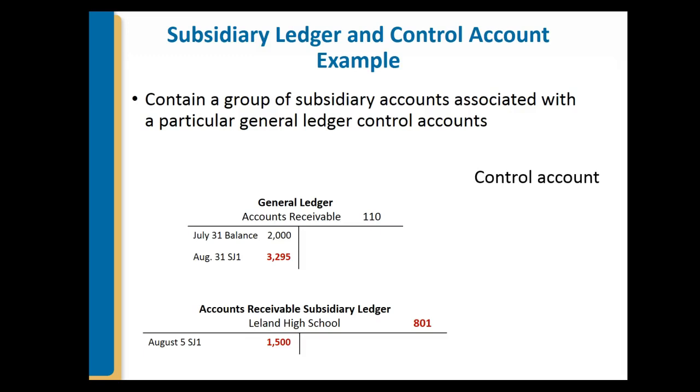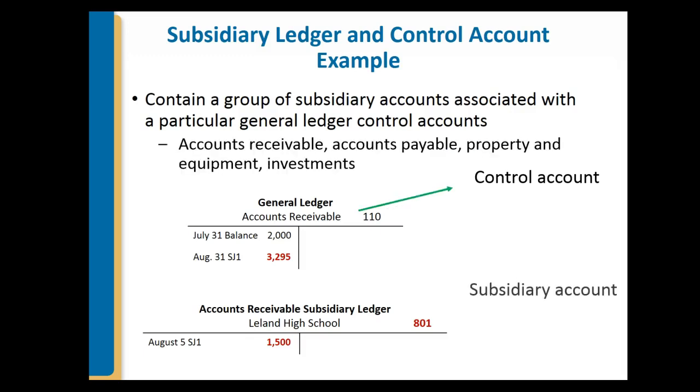Subsidiary ledgers is what we're going to talk about here. The general ledger contains what is referred to as a control account. In addition to a general ledger, we'll have a subsidiary ledger that contains a group of subsidiary accounts associated with a particular general ledger control account.